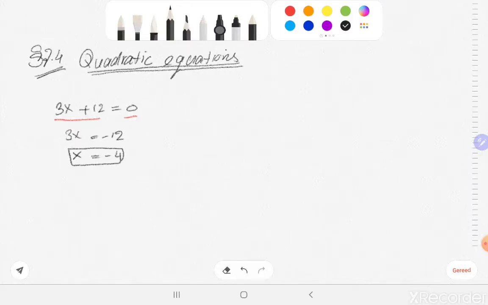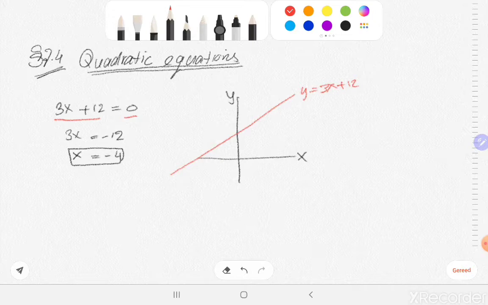That's your solution. If I make a sketch of the situation, with an x-axis and a y-axis, the line goes like this: y is 3x plus 12. And it will intersect the x-axis at this point, and that's minus 4. So we want to know where it intersects the x-axis, and that's at minus 4. So that was the linear equations.